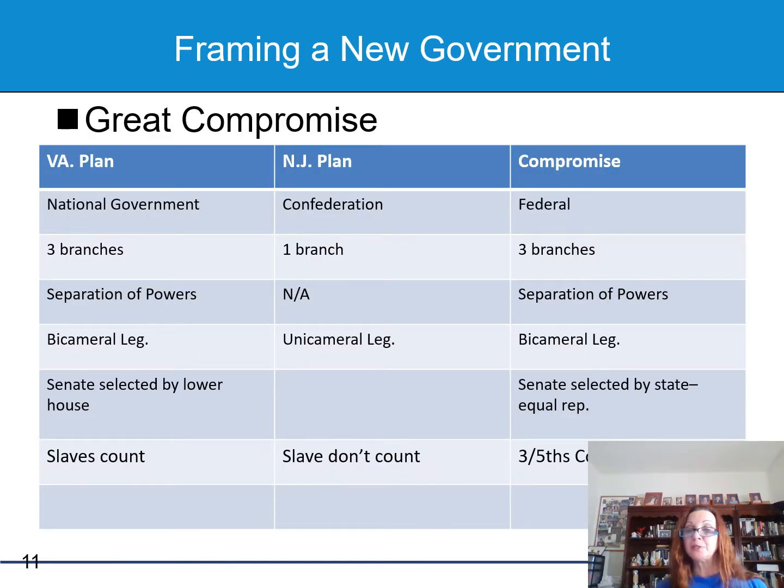So let's look at this chart, which breaks out the two plans and the compromises that come up, because when you have two such radically different plans, you're going to have some compromise. As we were saying, the Virginia plan called for a national government where most power would rest with the national government. The New Jersey plan wanted to keep the Confederation system where most power would remain in the states. So the compromise is to create a federal system.